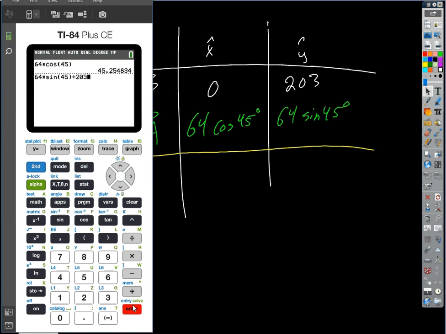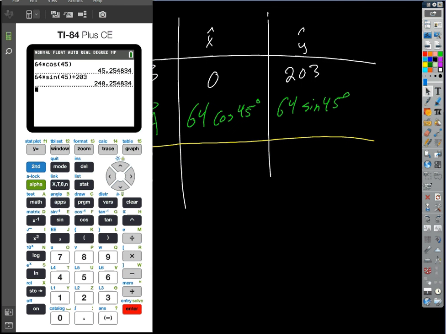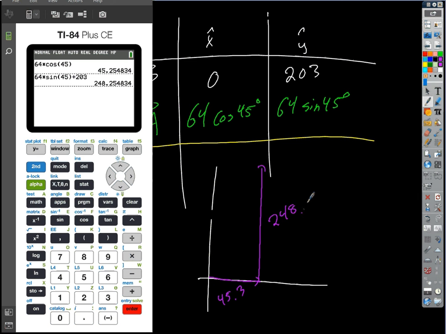If I want to draw the resultant vector, how am I going to do that? Okay, well, the vector has a magnitude of 248.25, or sorry, it doesn't have that. That's the magnitude of just the y component. I'm going to go over in the x direction 45.3-ish. I'm going to use the unrounded calculation, though, right? And I'm going to go north that far.